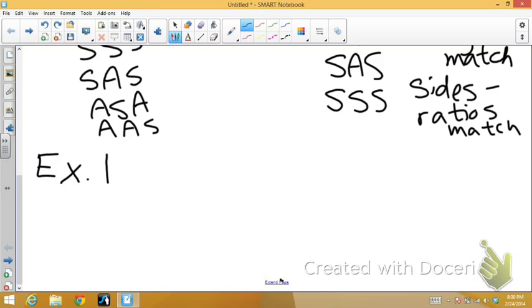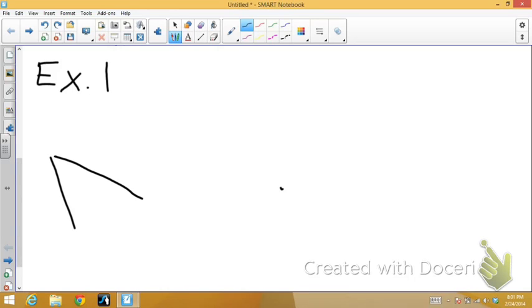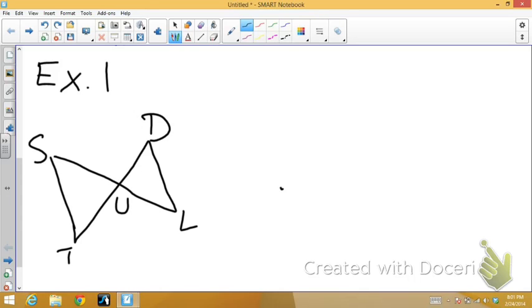Now, just like when we were proving triangles congruent, sometimes we might have to assume some information. So let's say we have triangle STU, triangle EDU. One side's 39, one side's 40, one side 16, and the other side 16.